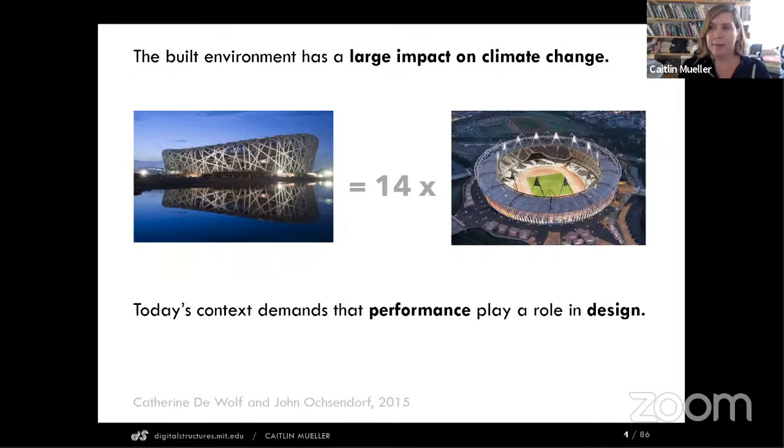These are two Olympic stadia from recent years, both beautiful designs. There's a 14x differential in their embodied carbon use per seat. So the Beijing Olympic Stadium on the left uses 14 times as much embodied carbon as the London Olympic Stadium on the right. We would not see a 14x performance differential in any other engineering discipline. We wouldn't have two cars on the highway with a 14x differential in fuel efficiency. That's illegal. But in buildings, this has persisted for a long time because we haven't paid attention to these metrics. But the context today demands that this and other performance metrics play an active role in design.